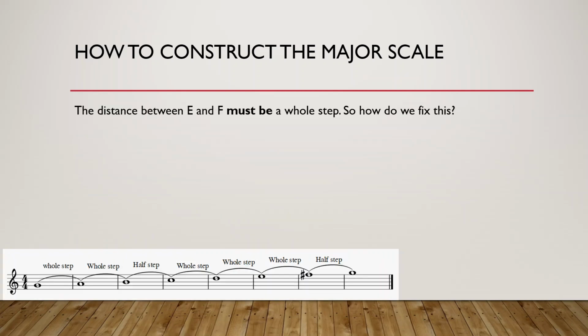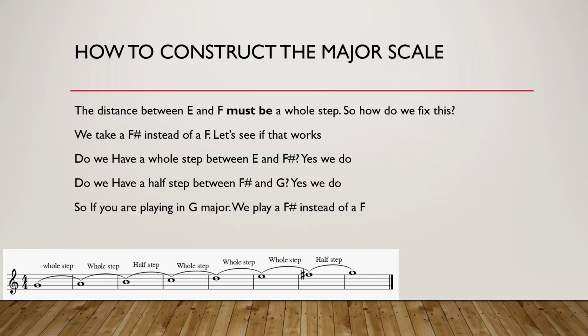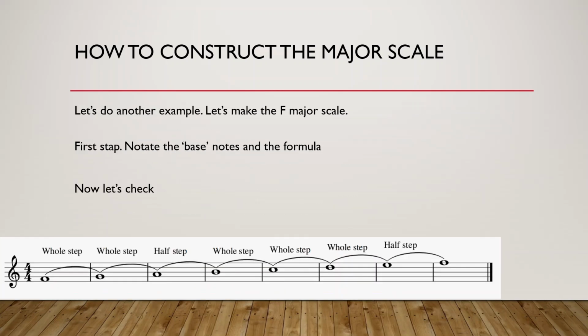So the distance between E and F must be a whole step. So we make it an F sharp instead, because now between E and F sharp is a whole step, and from F sharp to G is now a half step. So G, A, B, C, D, E, F sharp, G is the G major scale. In the next lesson we will go over another method to construct a major scale, but for now we will use the formula. So let's do another example.